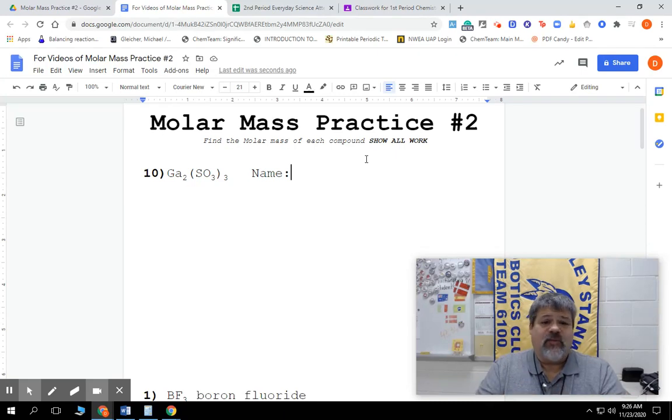We're down to that last one in practice sheet number 2 for molar mass. So molar mass, practice number 2, question number 10. Here's how we do it if you need a little bit of help or you just wanted to go through it to make sure that you were correct.